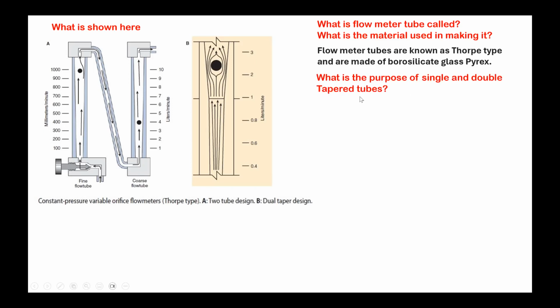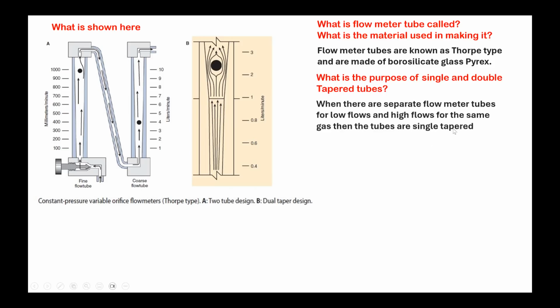And what is the purpose of single and double tube? We have already seen when there are separate flow meter tubes for low flow and high flow, the same gases can be sent as a single tube. So if there is a single tube, then it is called double taper.